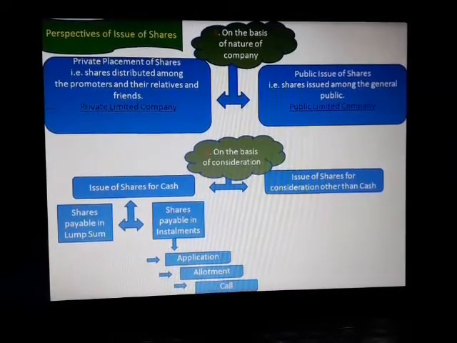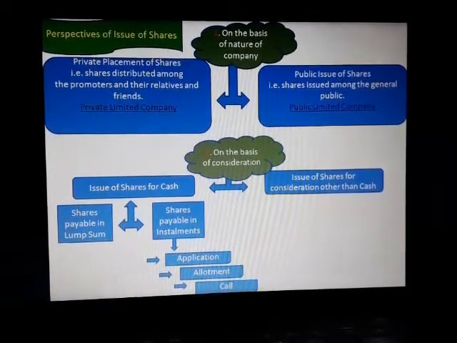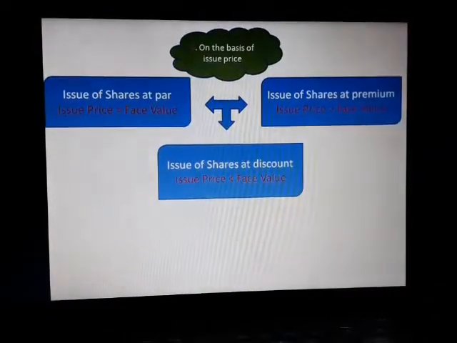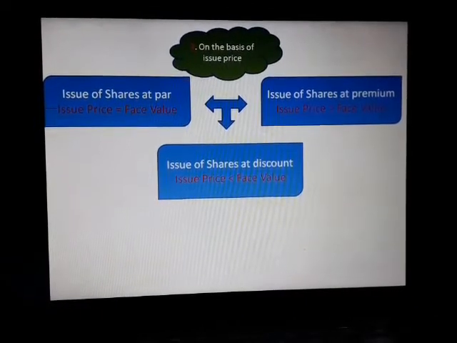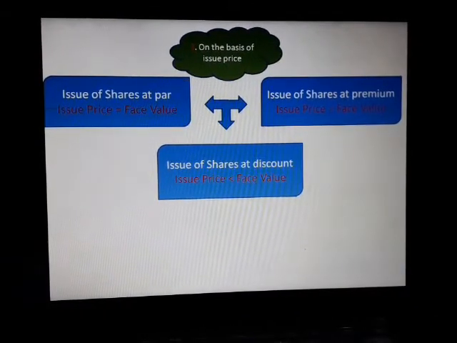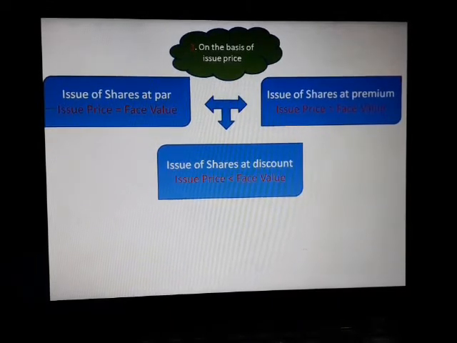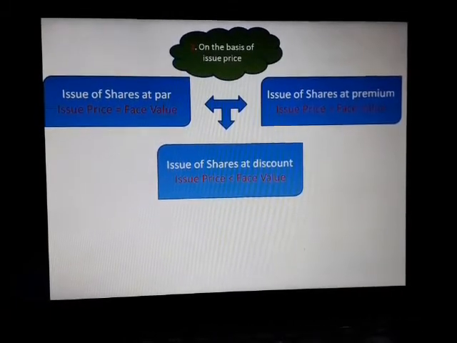And if there is any subsequent installment, that should be termed as call. Call may be divided into first call, second call, final call in this way. Now come to the third perspective, on the basis of issue price. The company may issue the shares at its face value, or at a value higher than the face value, or at a value lower than the face value.